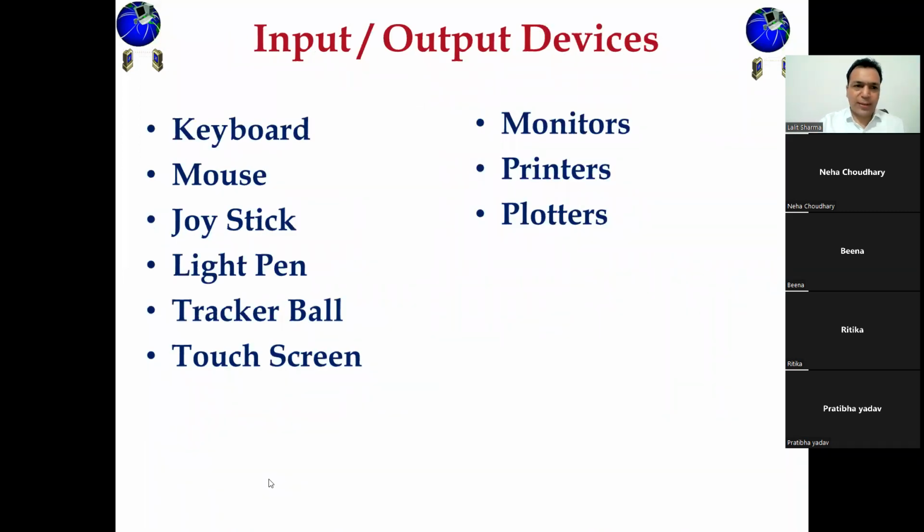Next, input and output devices. You are aware: keyboard, mouse, joystick, light pen, trackball, touch screen. These are examples of input devices, and output devices are the monitor, printer, and plotters, right guys? So we won't stretch this because you are already aware of that.